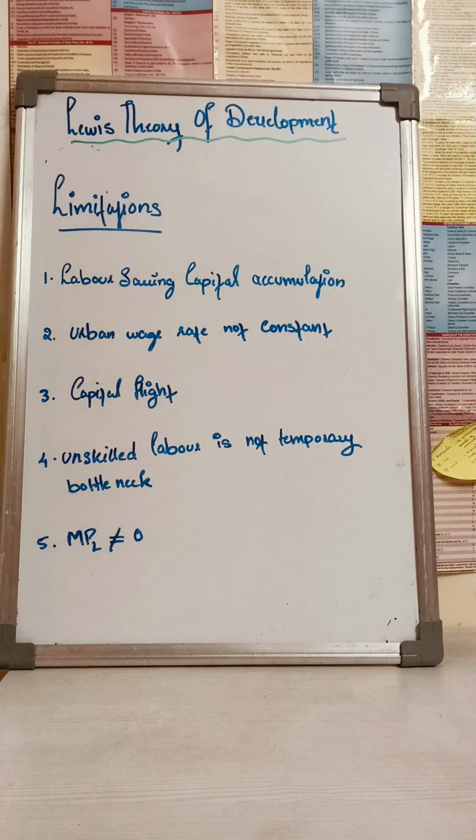So this is the Lewis theory of development. It's also known as the Lewis surplus model.